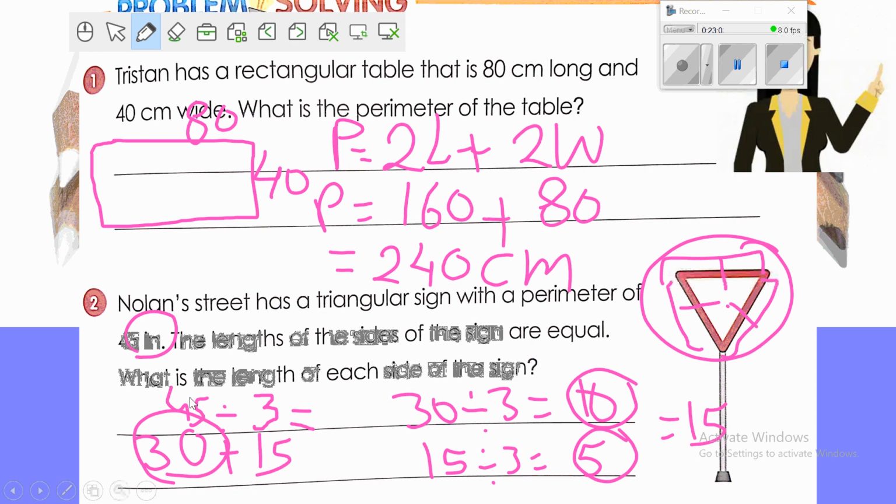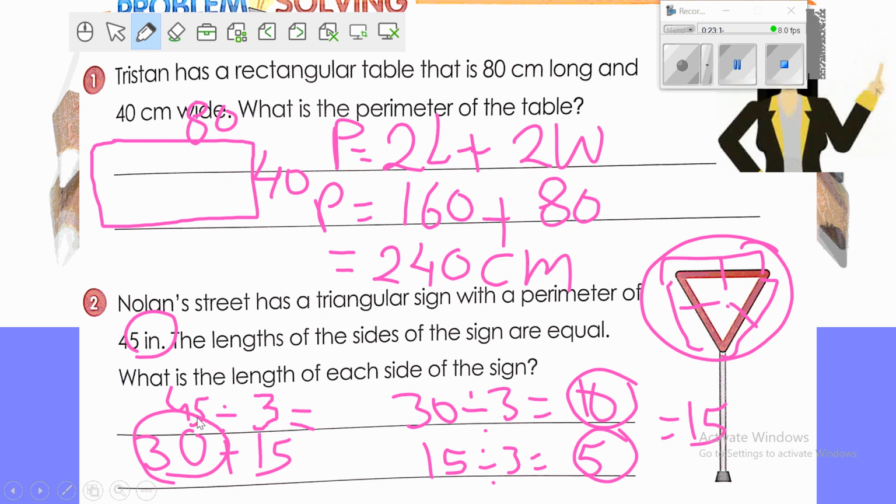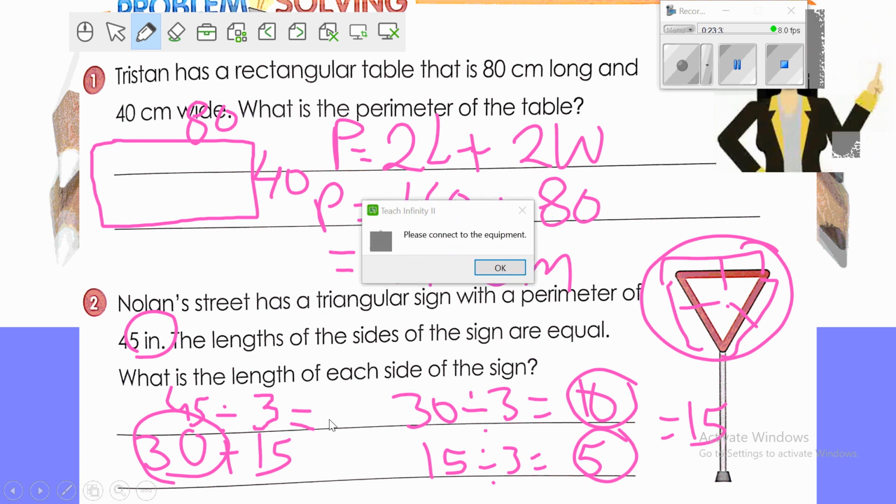So the answer here, 10 and 5, the sum is 15. Because we don't take the multiples of 15, that's why you can't make it. So I make 45 two numbers that are easier to divide. So 45 is 30 plus 15. 30 divided by 3 is 10, and 15 divided by 3 is 5. So 10 and 5, the answer is 15. Let's continue.